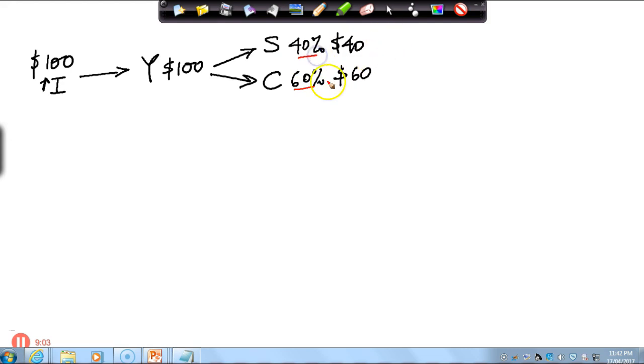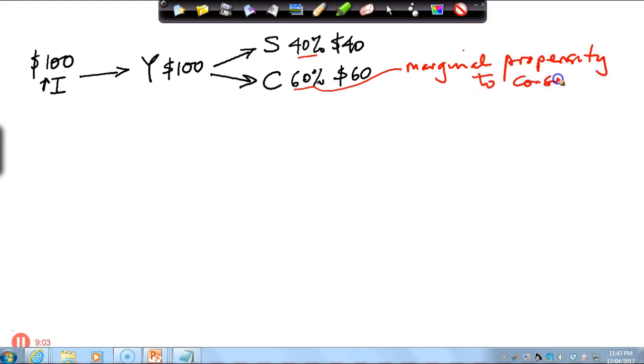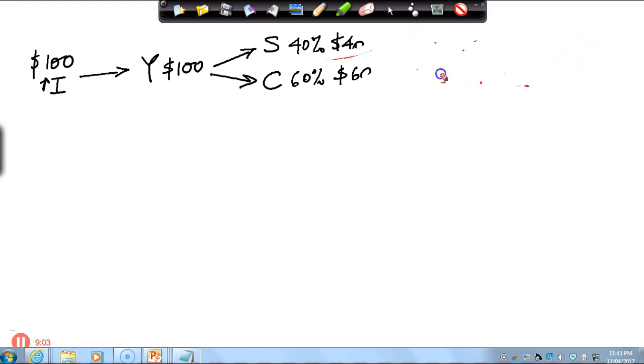Side note, this 60% of the increase in income is known as the marginal propensity to consume, and the 40% of income which is saved is, surprise, surprise, called the marginal propensity to save. So, what happens then? Is that the end of the story? No, not by a long shot.